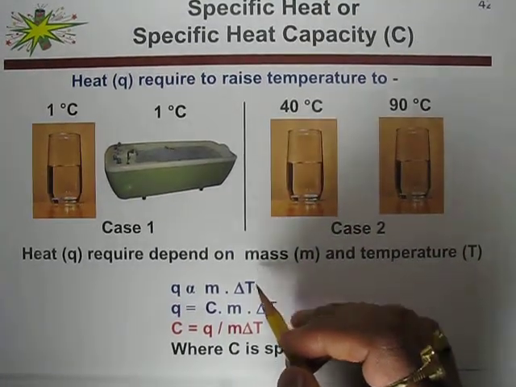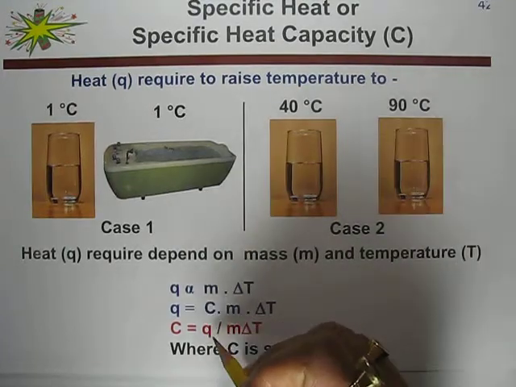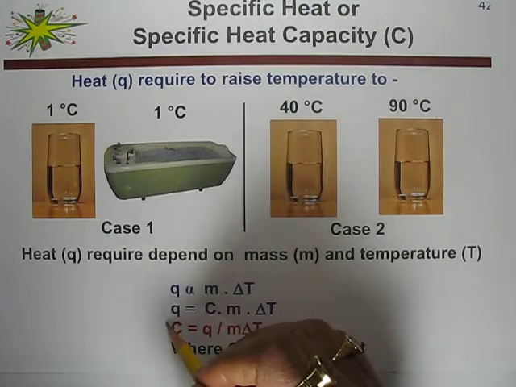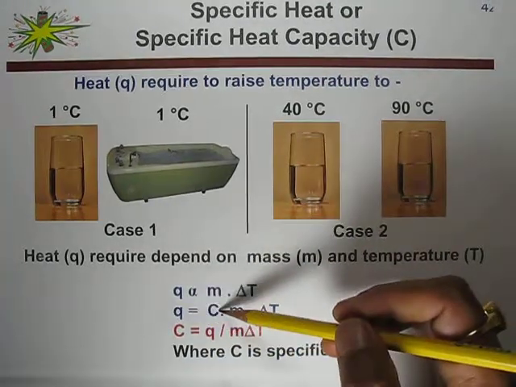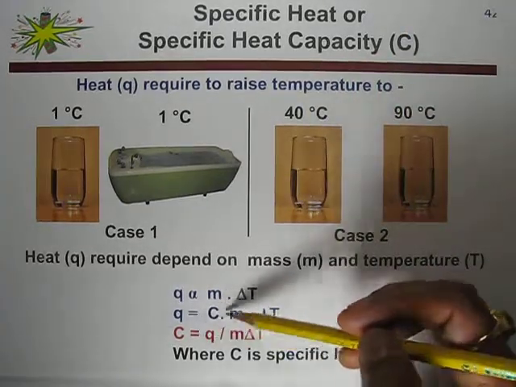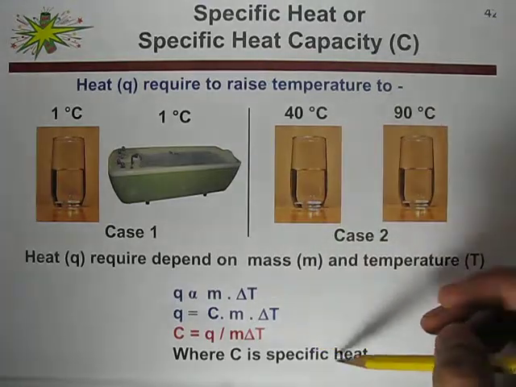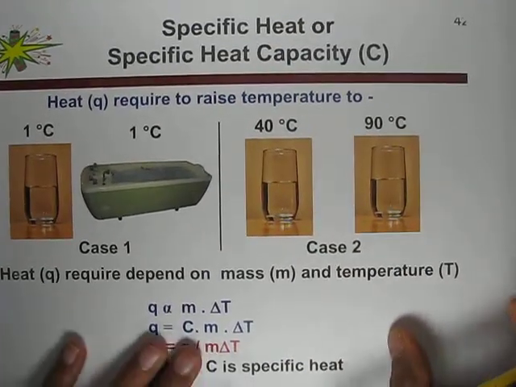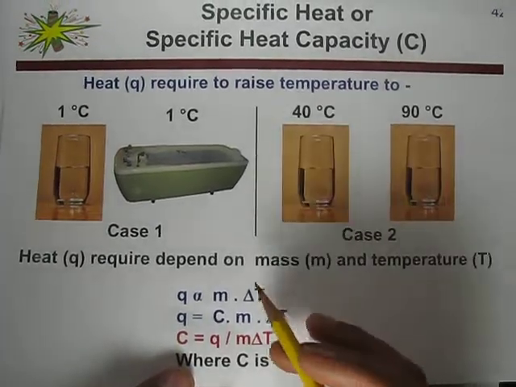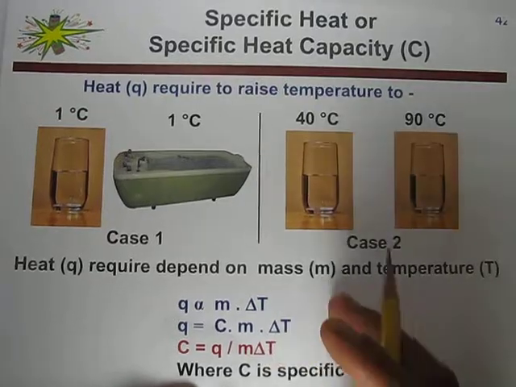Once we remove the proportional sign, we write equal and put in a constant. You may have studied this many times in physics. Here we use the constant C, and this C is the heat capacity, or specific heat capacity. So we can write the equation as C equals Q over m delta T, where C is the specific heat. This is how we measure the specific heat for a reaction, or if we know the specific heat, we can find out how much heat is required for a particular mass and temperature increase.